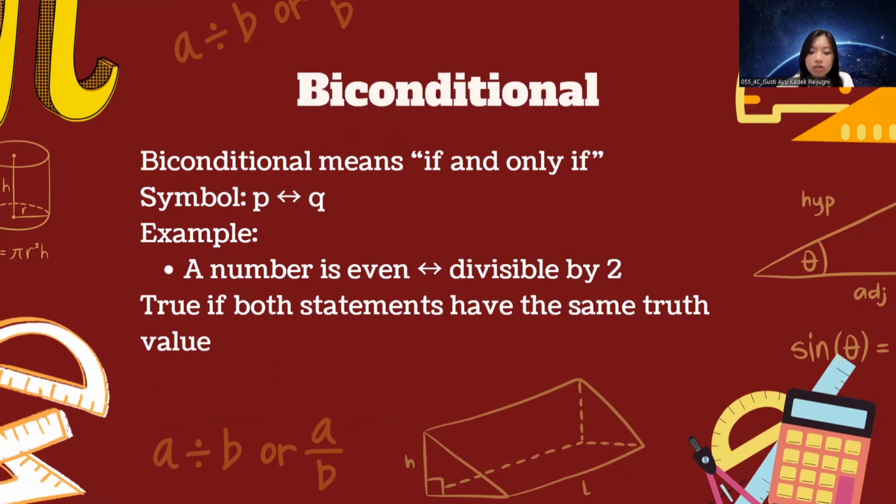Next is biconditional. Biconditional means if and only if. The symbol is P if and only if K. For example, a number is even if and only if it is divisible by 2. This statement is true when both statements have the same truth values.